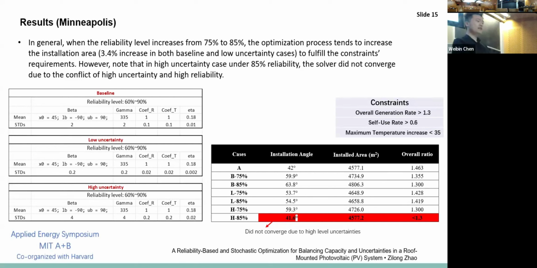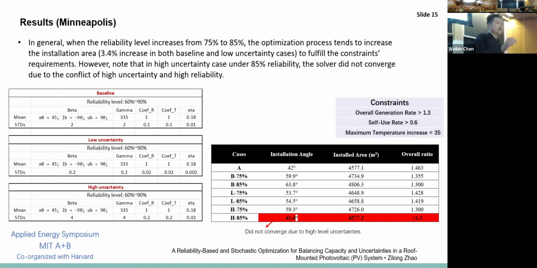If you note, at the bottom of the table there's a red highlighted row which is unconverged because of the high uncertainty and the 85% reliability level. So in some cases, if you turn up the reliability level too high, and you have highly uncertain variables together, that will give you divergence in the algorithm. This is one of the things we want to check every time we run the optimization algorithm.